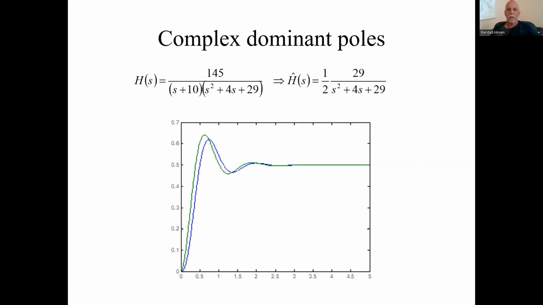Okay. Let's look at an example of complex dominant poles. Here was that same example we saw before. Here's the original. Here's its approximating transfer function. And here are the two step responses. Again, we think that's a fairly good match. Again, this guy's poles are at -2, this guy's at -10. It's a factor of 5 again, so a pretty good match.